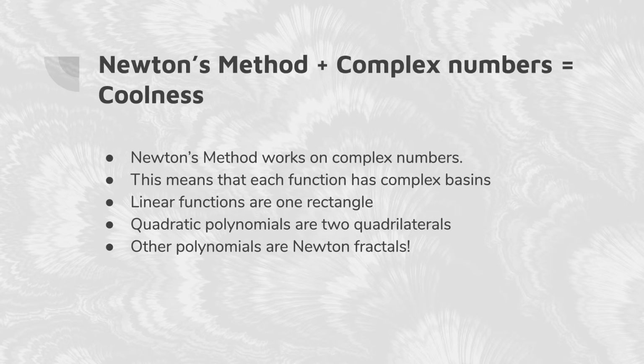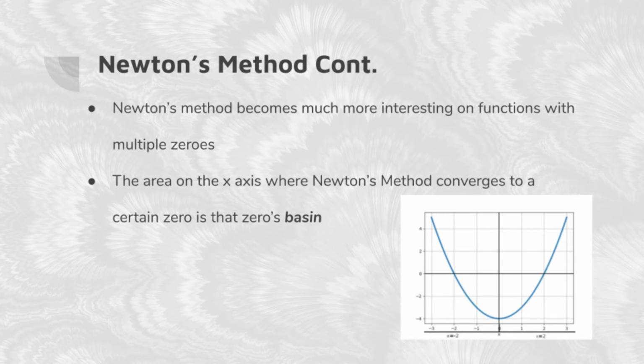You've got your real plane and your imaginary plane, and so this means you get kind of graphs for complex basins. With linear and quadratic functions, they're a bit boring, they'll just be rectangles. But if you do that with a polynomial, these basin maps will become Newton fractals.